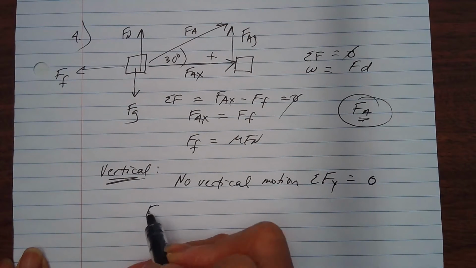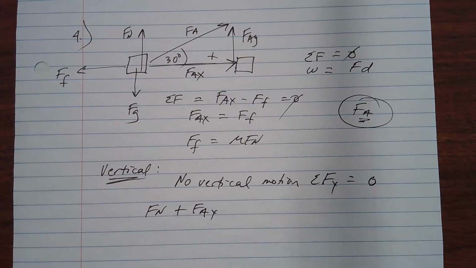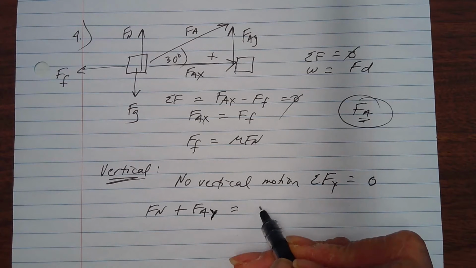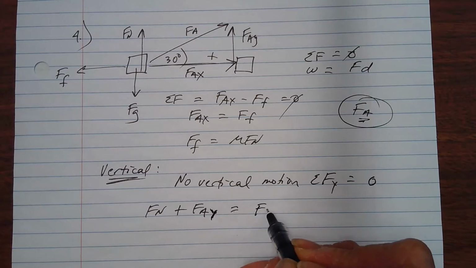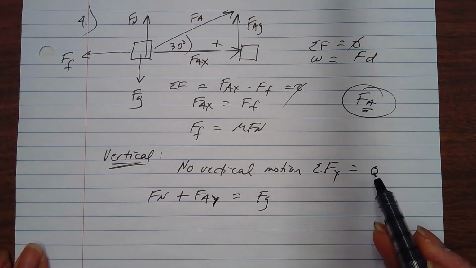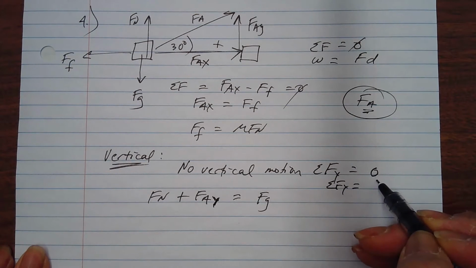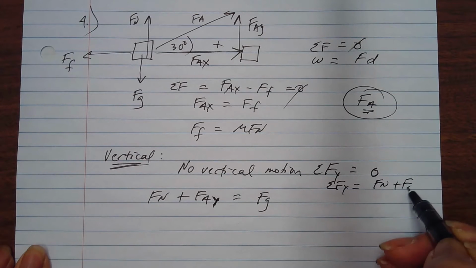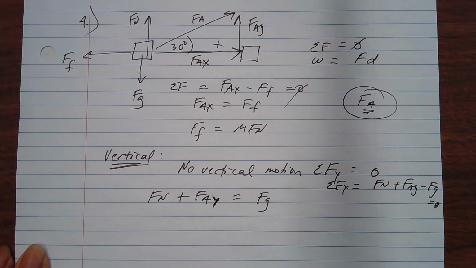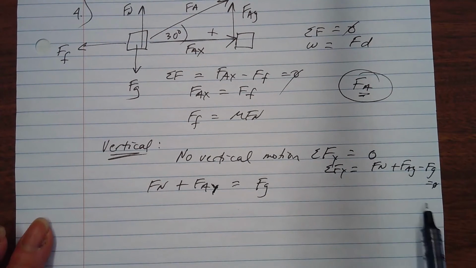Okay, so we know that the Fn plus the FAy, these two forces going up, must be balanced by the force going down, which is, what's the force? Gravity. So those two must be equal because the net force is 0. Here's the full formula: net force on y is equal to Fn plus FAy minus Fg equals 0. So we can just equate the two. So far so good?